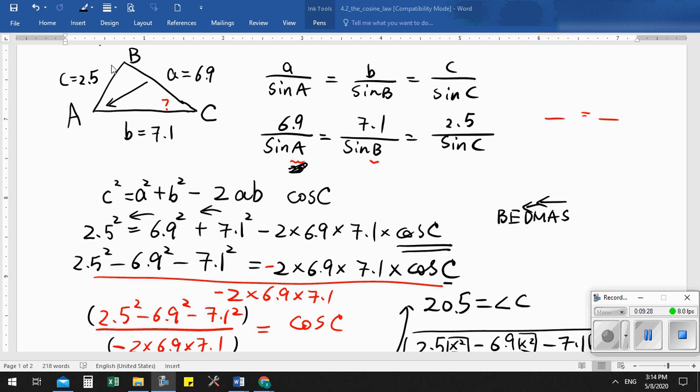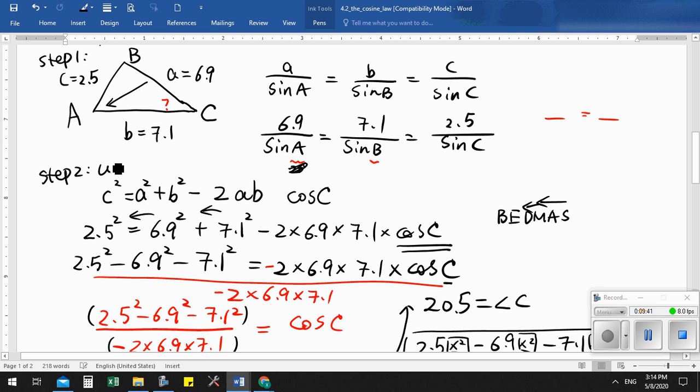So for this question, step 1 is we sketch the triangle and label it. Step 2, similar to sine law, we write the cosine law out. Then step 3, sub in the given information. Then step 4 is solve by isolating. Okay, four steps.